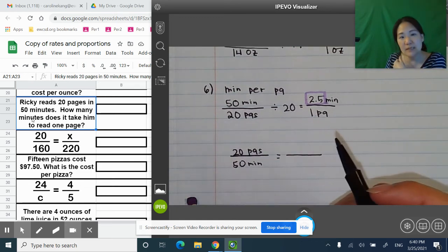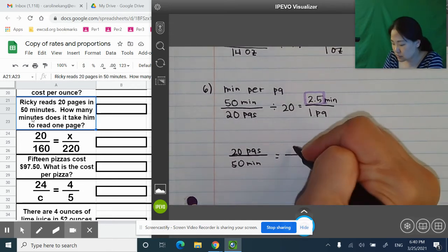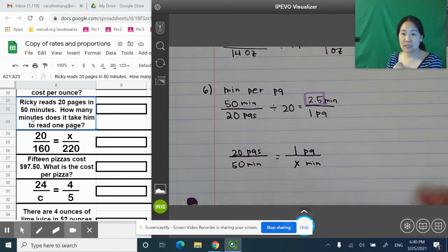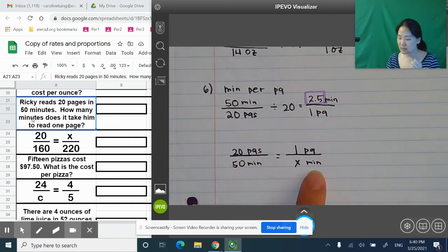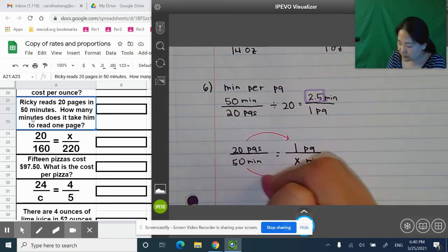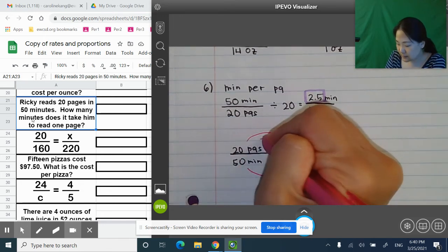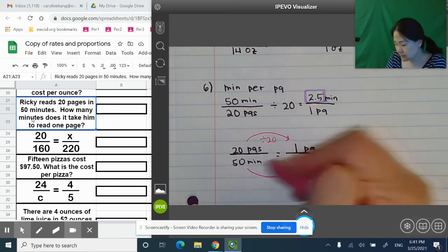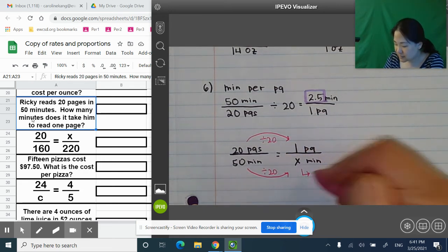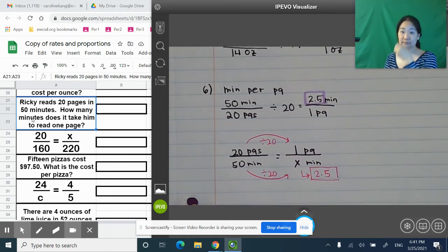And it says, how many minutes does it take him to read one page? So one page goes right here. And how many minutes? So X minutes goes on the bottom where the minutes are. Remember, the units must match. So solving towards the variable. What do I do to 20 to get 1? 20 divided by 20 is 1. So then if I do 50 divided by 20, that gives me the answer, which is again 2.5.